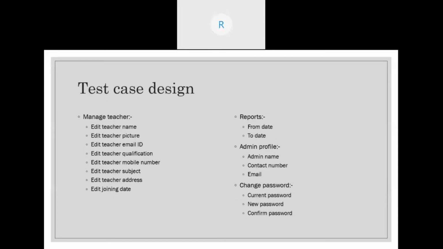For the manage teacher, the subpoints are edit teacher's name, edit teacher picture, edit teacher email ID, edit teacher qualification, edit teacher mobile number, edit teacher subject, edit teacher address, and edit joining date. For the reports, only from date and to date. Admin profile has admin name, contact number, and email. For the change password, there are three: current password, new password, and confirm password.